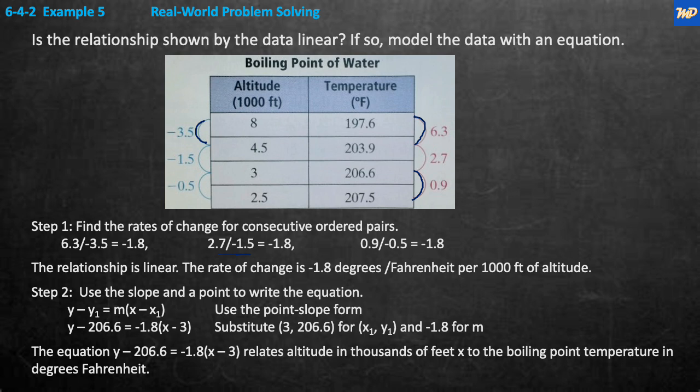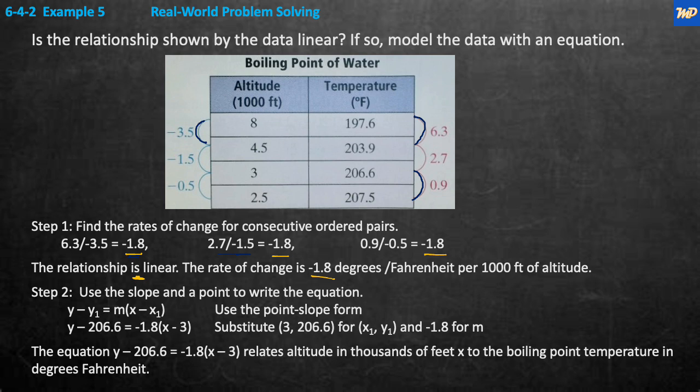So now, if we divide these, we find out that each one, 6.3 divided by -3.5, is -1.8. 2.7 divided by -1.5 is -1.8. And 0.9 divided by -0.5 is -1.8. So the relationship is linear. The rate of change is negative 1.8 degrees Fahrenheit per 1,000 feet of altitude. So the higher you go, the lower the boiling point of water goes.